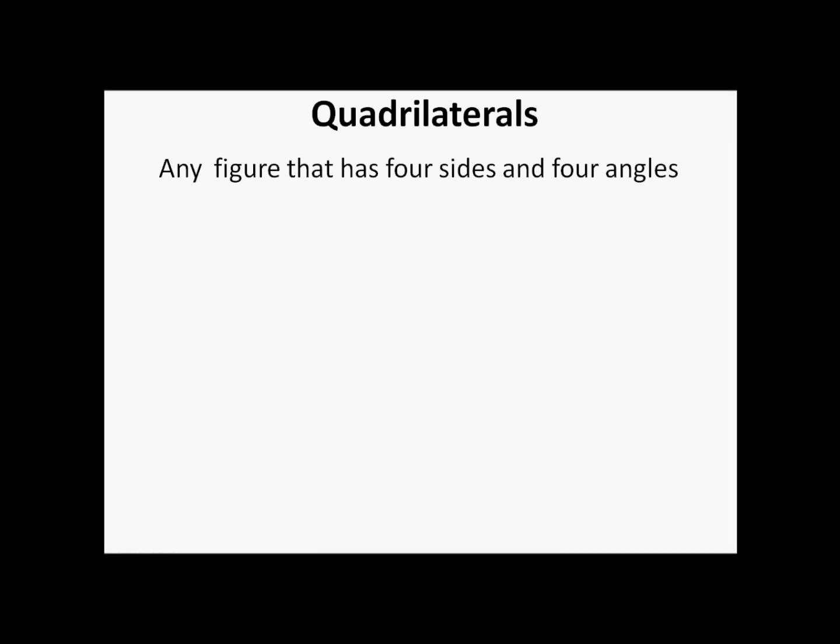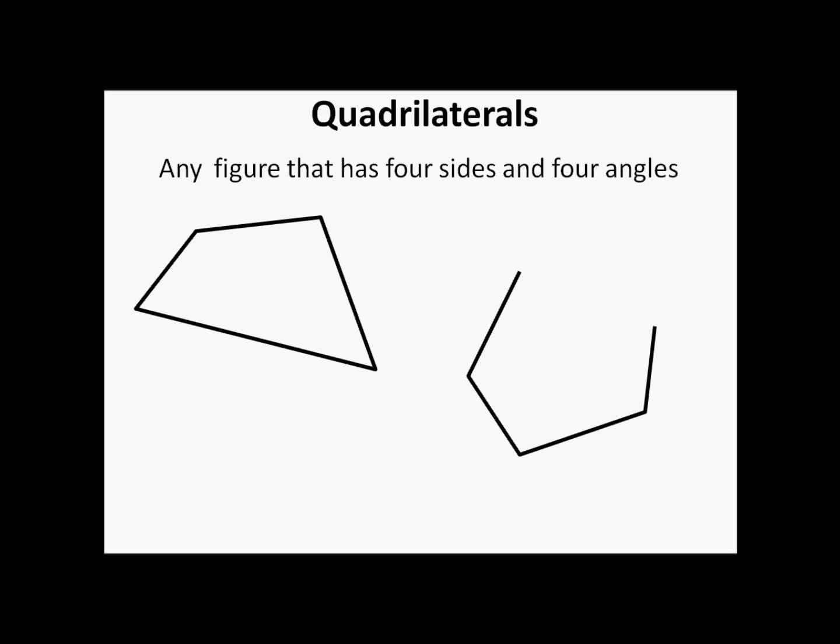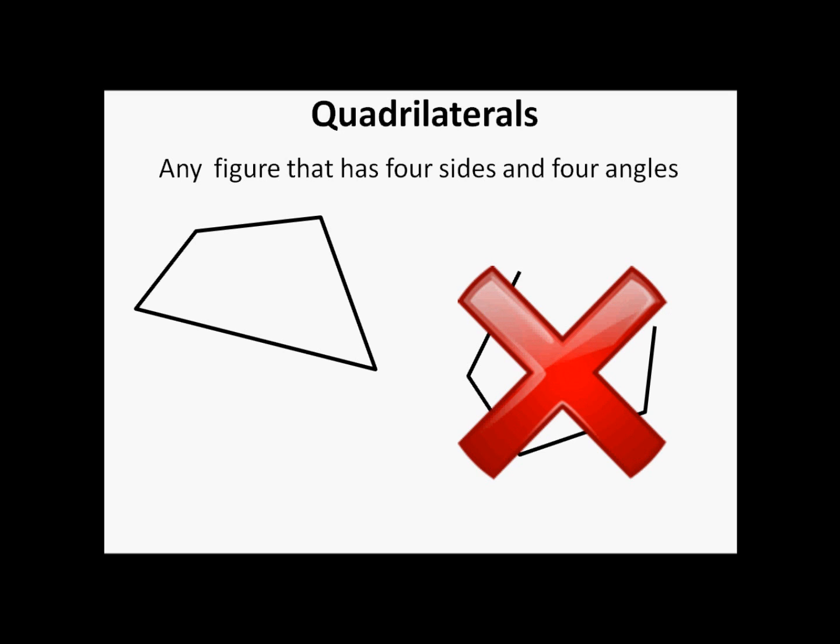Quadrilaterals. Quadrilaterals are any figure that has 4 sides and 4 angles. This figure has 4 sides, and then if you look at the corners, there are 4 angles. This figure has 4 sides, but it's not enclosed, so it would not be considered a quadrilateral. So put a big X on that.